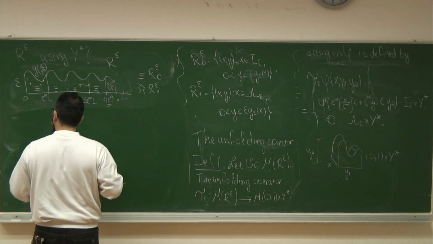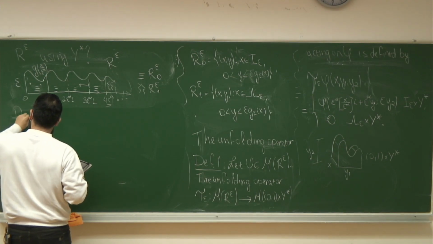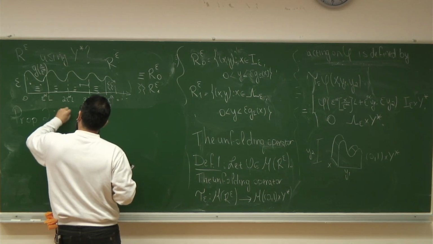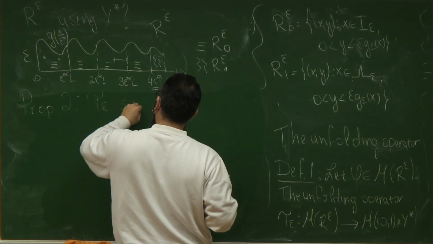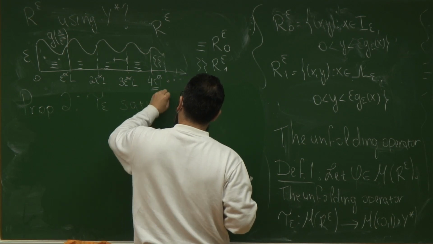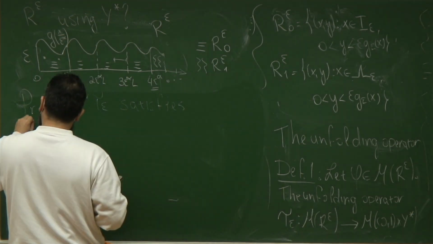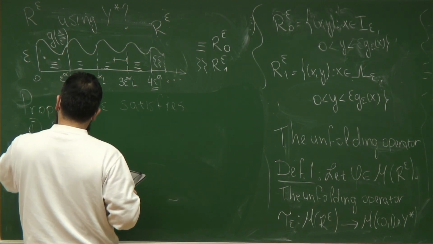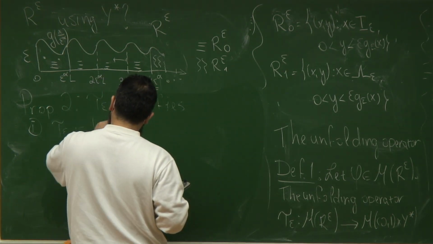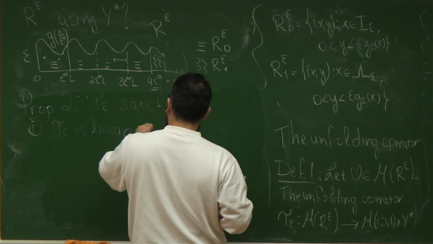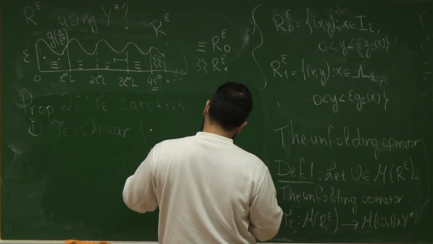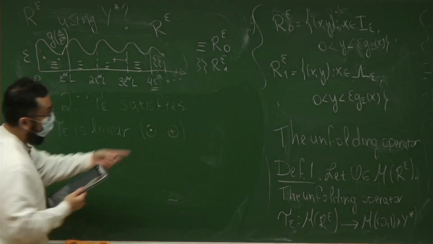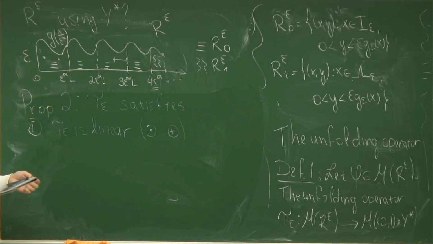So, proposition 2. T epsilon satisfies, first, it is linear with respect to the multiplication operation and the addition operation, as is obvious due to this definition.